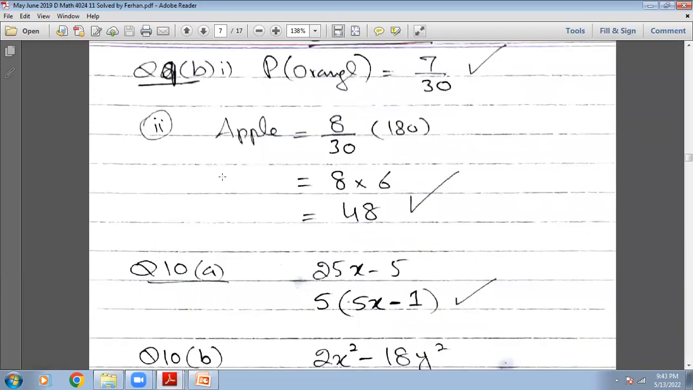So let me show you. 8 divided by 30 multiply 180, you get 8 into 6, because 30 and 180 can be cancelled. So 8 times 6 is 48. So out of 180 people, 48 will like apple.